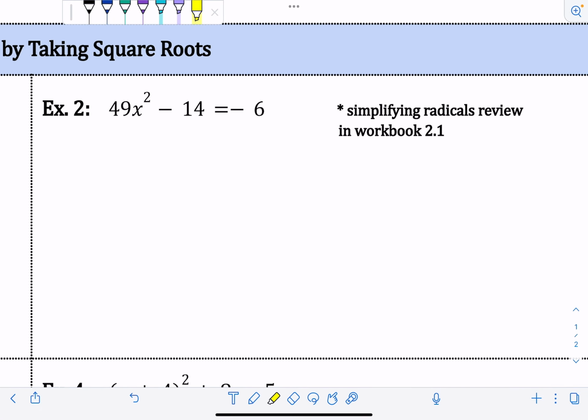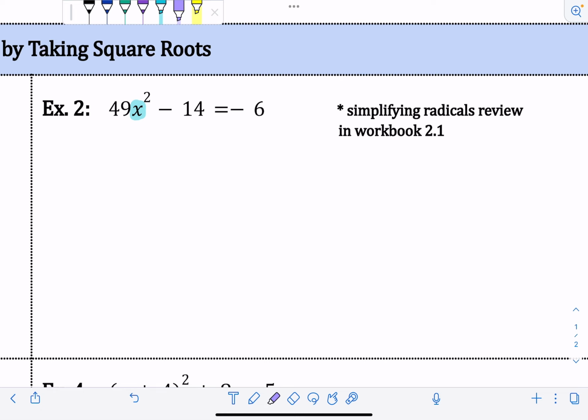Example 2, 49x squared minus 14 equals negative 6. Same goal, just some more steps that go along with it. Our goal is to get x by itself, and there's a few things being done to x. I have the 49 that's being multiplied by it, the x is being squared, and I have the 14 that's being subtracted from it. All that's being done to the x, so I want to figure out what order is going to make it easier for me to get x by itself.